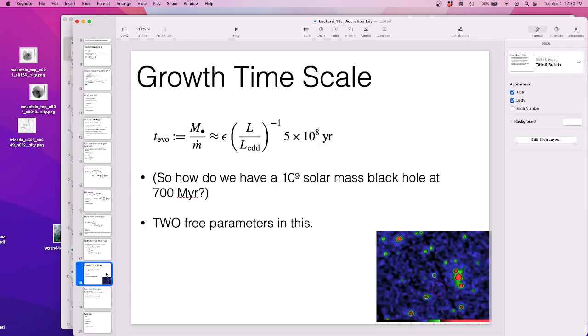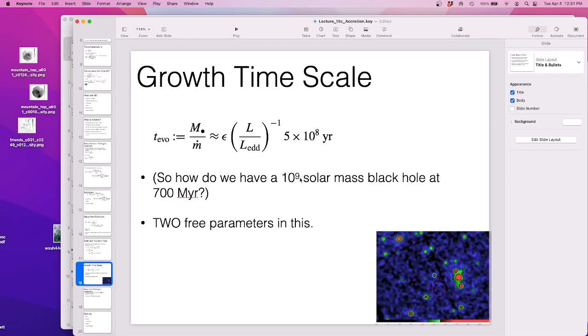The other thing we can do is get a time scale. M over m dot gives me a time. This is a true thing: Q over q dot gives you the time scale for q to get as big as q is. That makes sense? So M over m dot gives me the time scale for M to get this big. We just do a little bit of algebra and you get that the evolution time is the fraction that you're accreting at Eddington, so how close to Eddington you are actually accreting, times 10 to the 8 years. 10 to the 8 years is a long time.